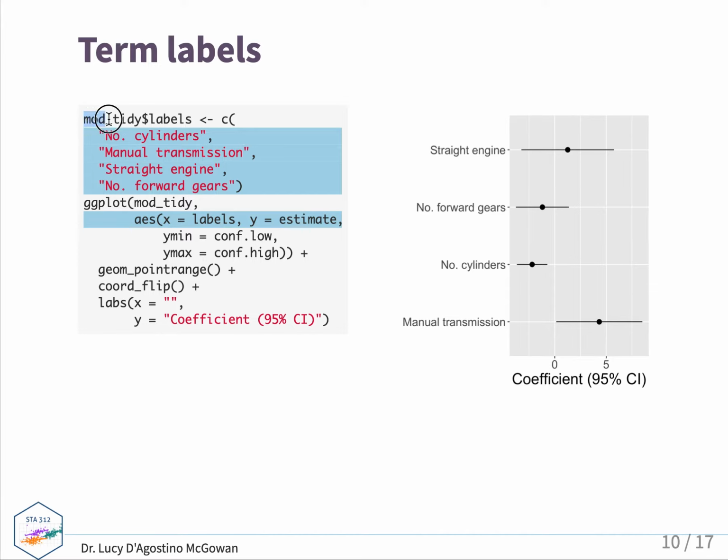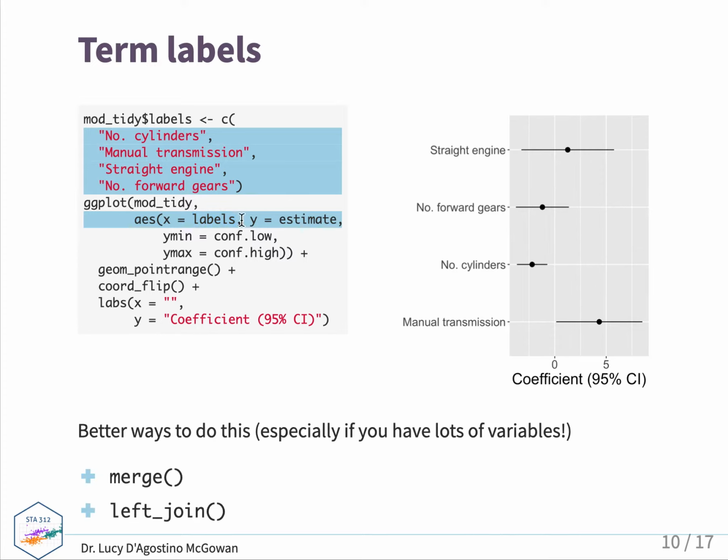And so what I've done here is I've taken the mod_tidy data frame. I've added a column called labels, and I've set this to indicate the labels for each of these. And now instead of my x-axis being terms, it's going to be this new value labels. So that's the manual way to do this.